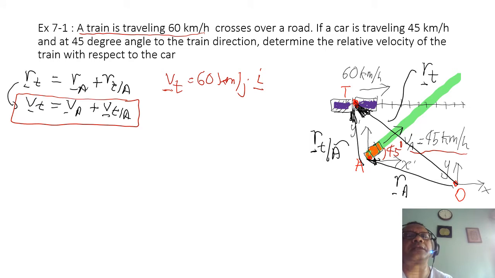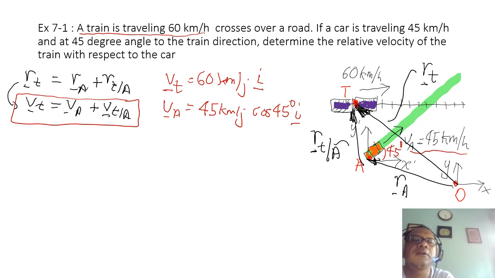So what is the velocity of the car relative to the train? We've got that car motion, VA. So we know that VA equals 45 kilometer per hour, but at an angle, so it becomes cos 45 degrees I plus sine 45 degrees J. So it has the I and J component, right?